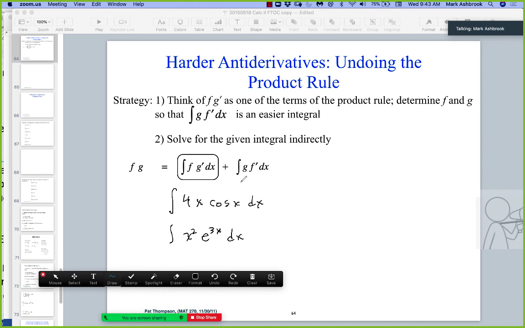So what did we do? We said we had to figure out which is f and which is g prime. So in this one, we made f equal to 4x, and it worked. And we made g prime equal to cosine, and that worked. And then here, we did the same thing. We let f be x squared, and g prime be e to the 3x, and it worked. Okay, but it just took two iterations, right?